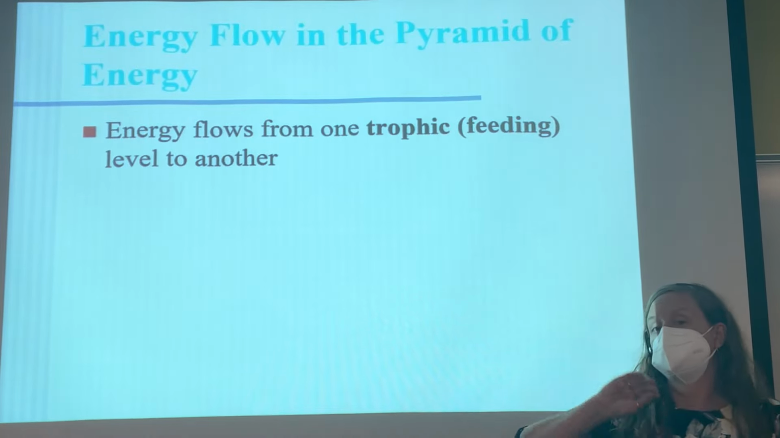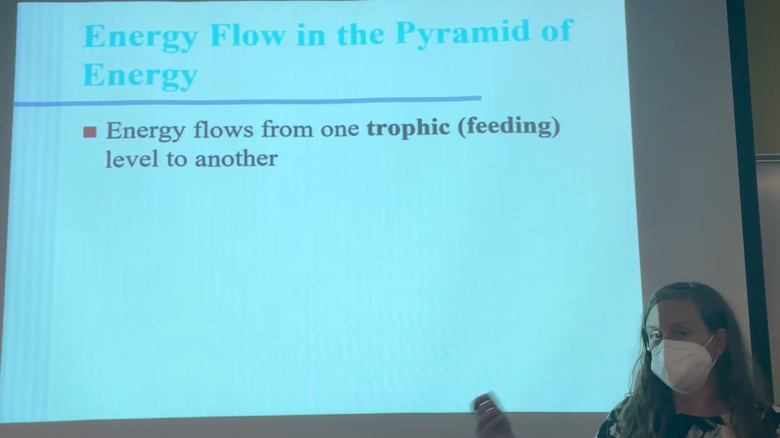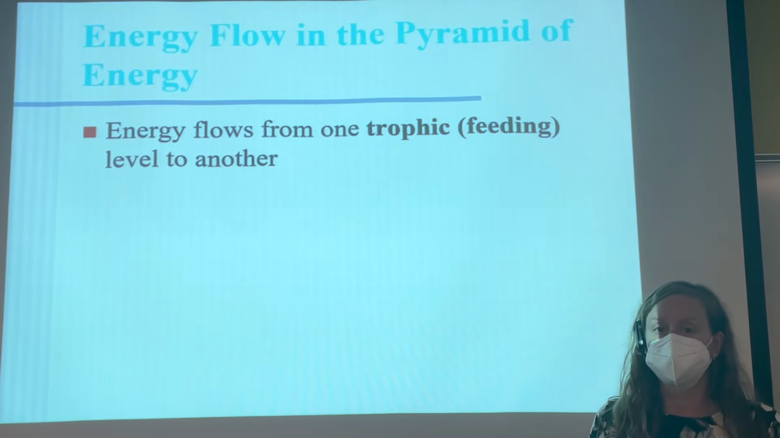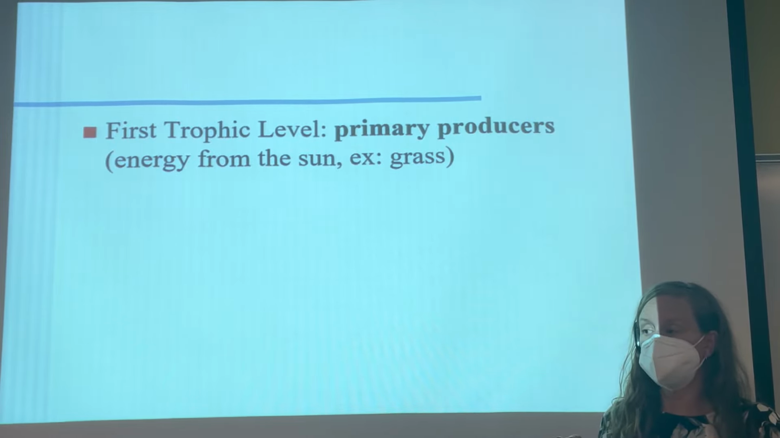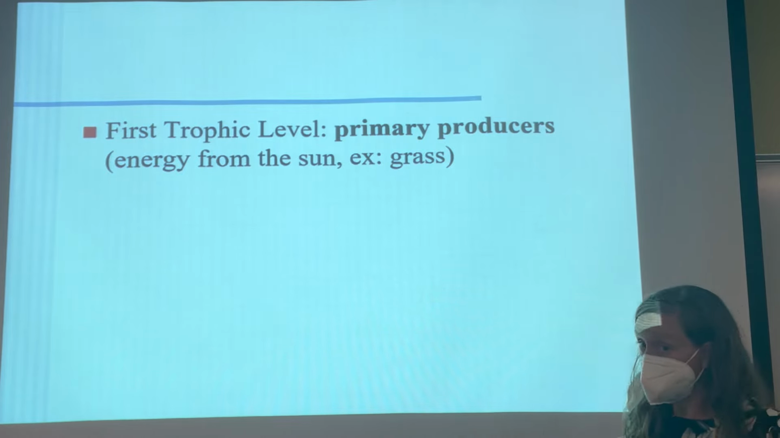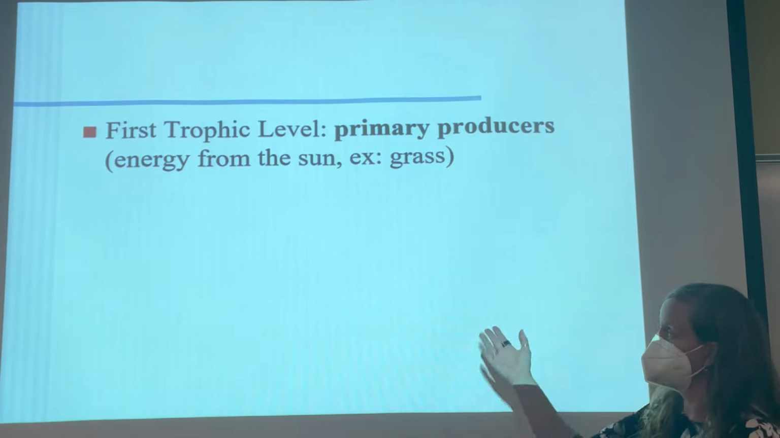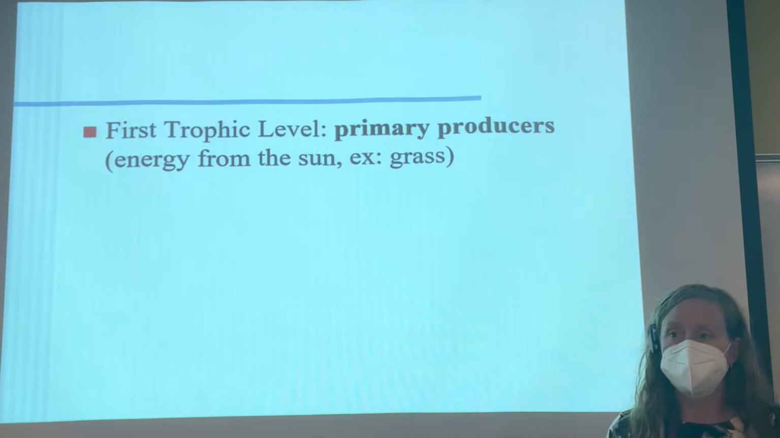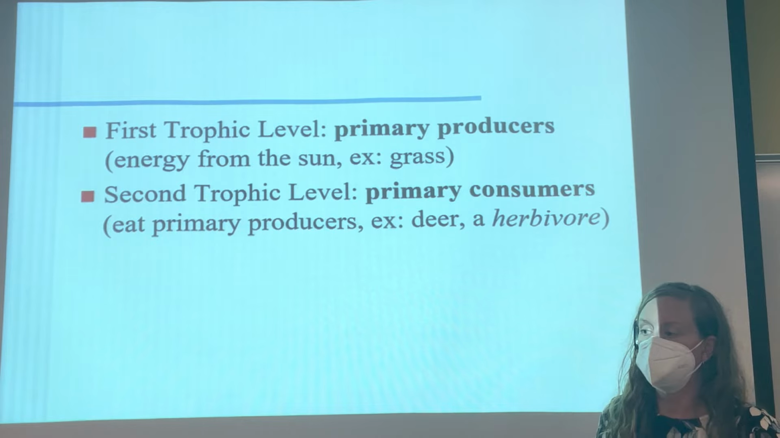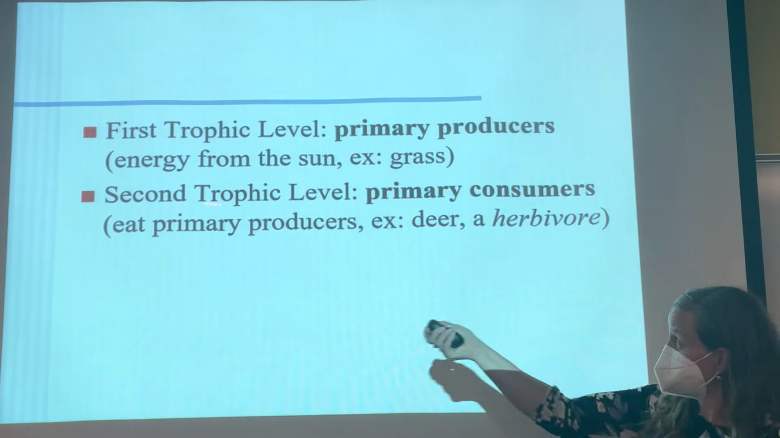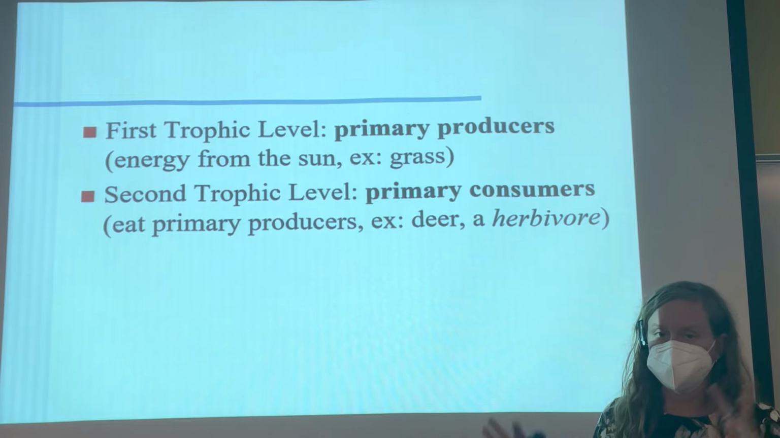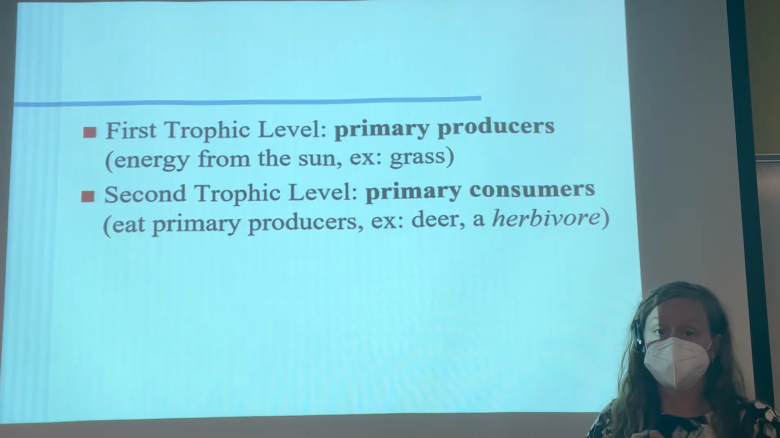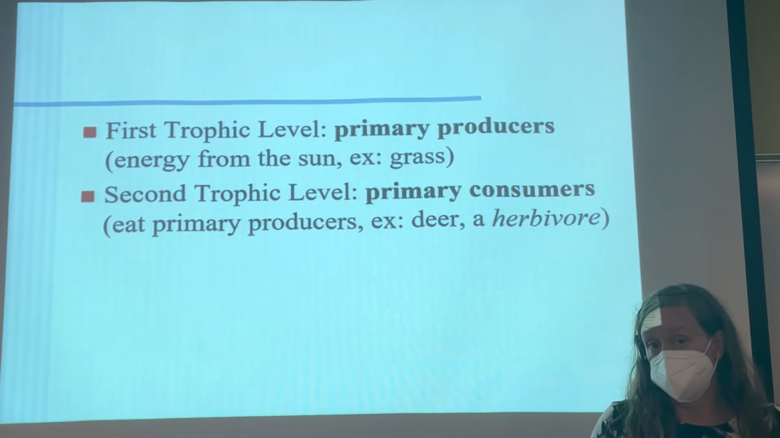Energy flows from one trophic level, remember autotrophs, heterotrophs, from one trophic or feeding level to another. The first trophic level are called the primary producers, and those are the ones that produce their own energy, the autotrophs. So for example, we might be talking about grass, plants, algae, cyanobacteria. The second trophic level are the primary consumers, and this level eats this level. If we were framing that in terms of humans, we would talk about a vegetarian or a vegan. We also call them herbivores in biology.